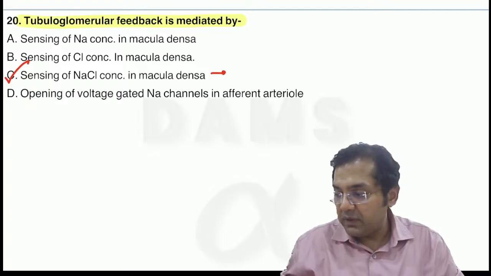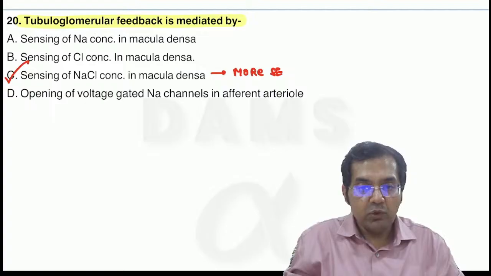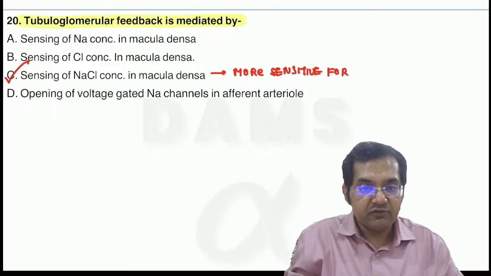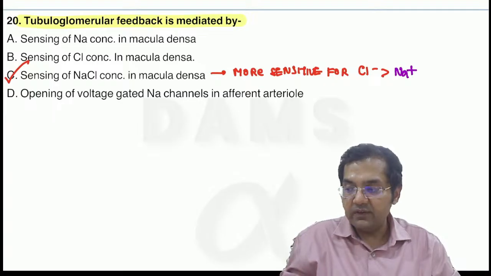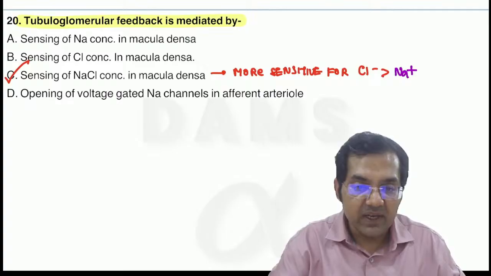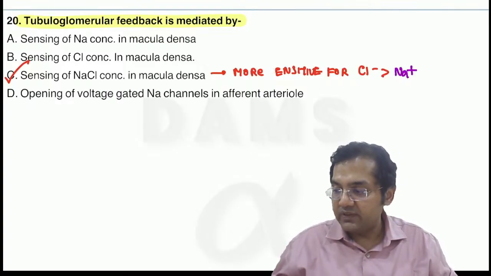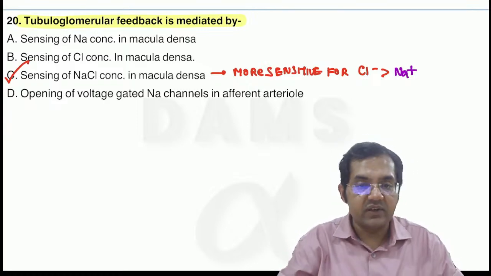Although remember, macula densa is more sensitive for chloride, surprisingly, more than sodium, right? So surprising for you, right? So more sensitive for chloride, because we believe that it should be sensitive for sodium, but it is the other way around. It is actually more sensitive for chloride, right? This might be asked. It's a tough question, right?